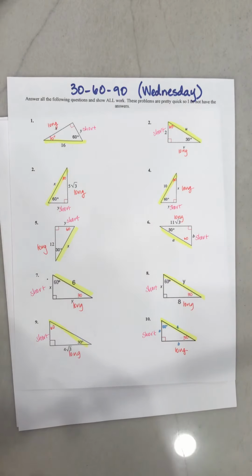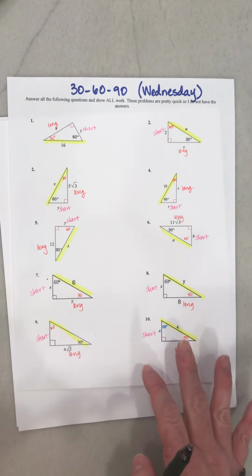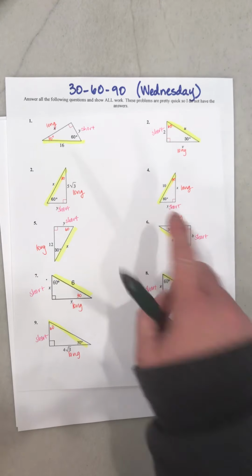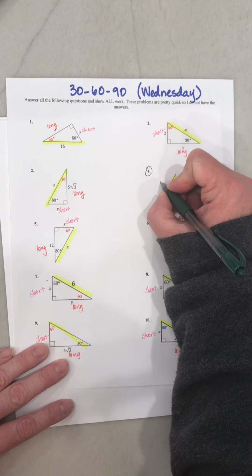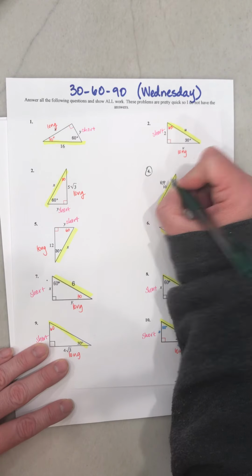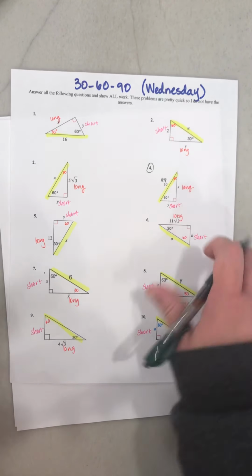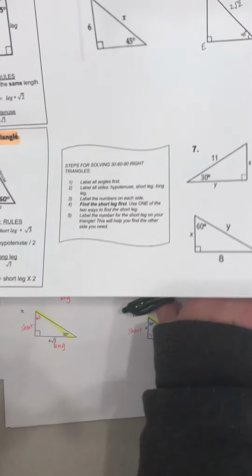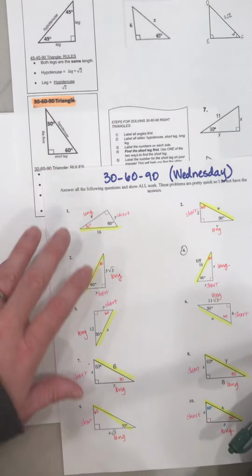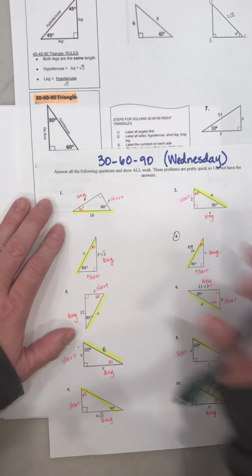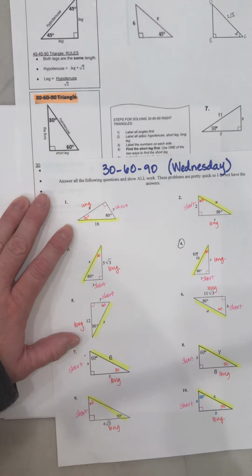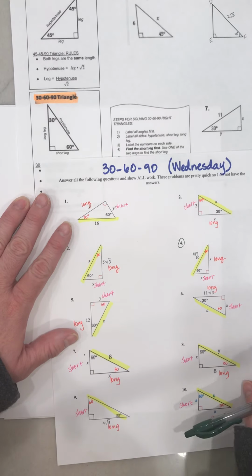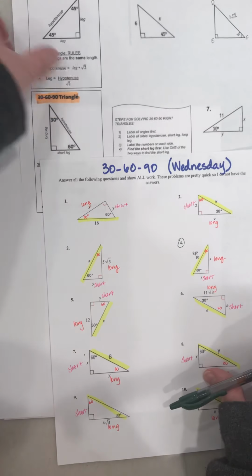Okay, so let's do a couple of these together. Let's start off with number 4. We have the hypotenuse. Check. We do not have the long leg or the short leg. So let's take a look at the reference sheet. We already have the numbers on each side. I'm going to suggest to find the short leg first. So use one of the two ways to find the short leg.